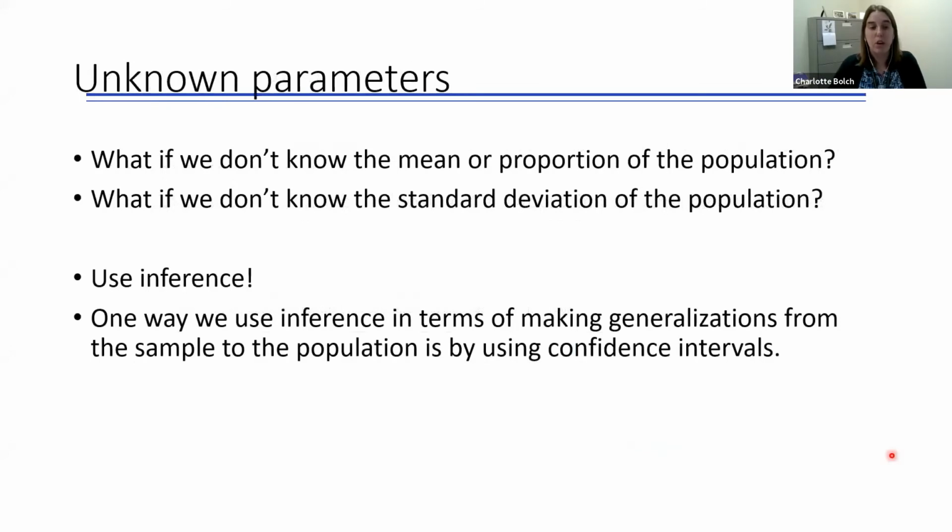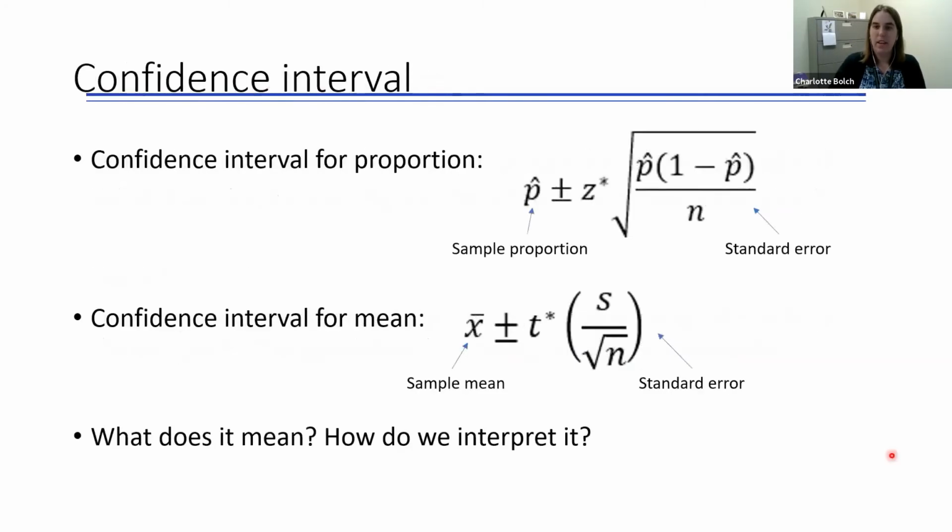However, we don't always know what the mean or proportion of the population is, and we don't know the standard deviation of the population. So we have to use inference. One way we use inference in terms of making generalizations from the sample to the population is by using confidence intervals. We can calculate a confidence interval for the proportion, but also for the mean, because that same idea of a sampling distribution applies for the mean as well.